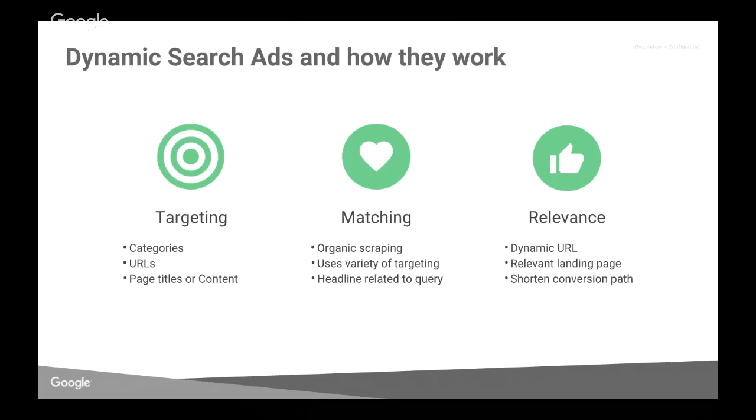Dynamic search ads match a query to the most relevant page it can find. Pages are scraped by the same bots as Google's organic index and will deliver headlines and URLs that are linked to what the user has searched for. This leads to a higher relevance and a much shorter path to conversion.